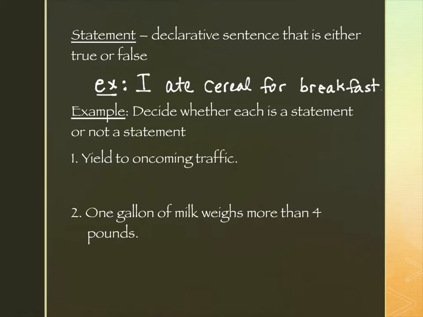There's a couple of things about this that make it that way. It's a statement that identifies who, so it's saying I, as in me. If it just said he ate cereal for breakfast, well, who's he? You wouldn't know who he is. That wouldn't make sense. You couldn't decide if it was true or false. So it's specific. And then you look at it and you say, well, that's either true or it's false. And that's what you're looking for to decide if something is a statement.